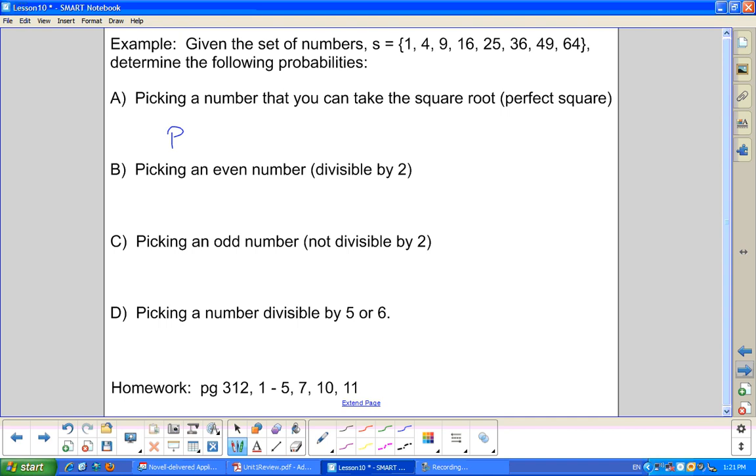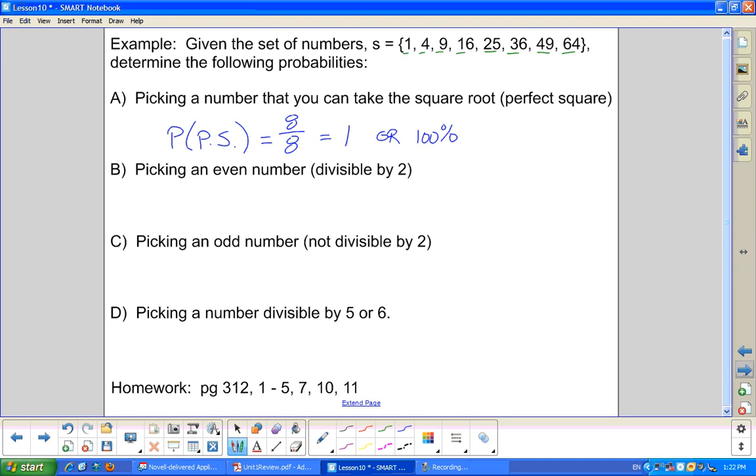So the probability of a perfect square, PS, would be, well, we need to find all the perfect squares in that set. So 1, 4, 9, 16, 25, 36, 49, 64. You can take the square root of all of those numbers. So what do we have up there? 8. So there's 8 over 8, which translates to 1, or 100%. So this is like the sun rising. There is a 100% chance that you will pick a perfect square from that set of numbers.